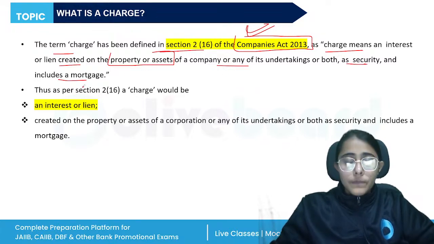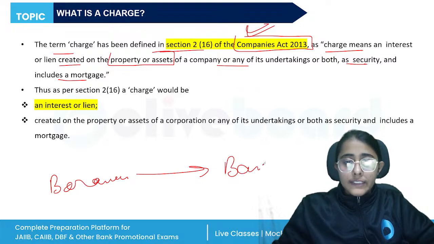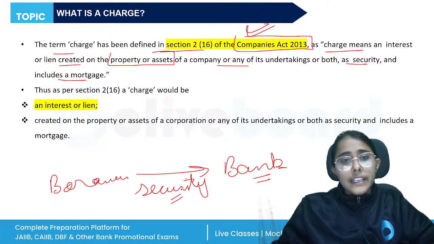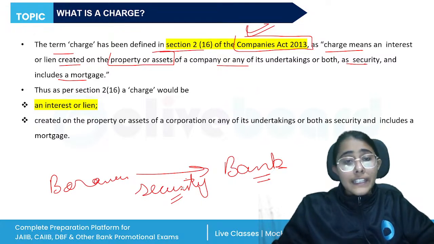So we already know that whenever a borrower takes a loan from a creditor, let's say a bank in our case, then in return for this loan they give this security as an interest to the bank. The bank can sell it or recover their loan in case of non-repayment or in case of default.